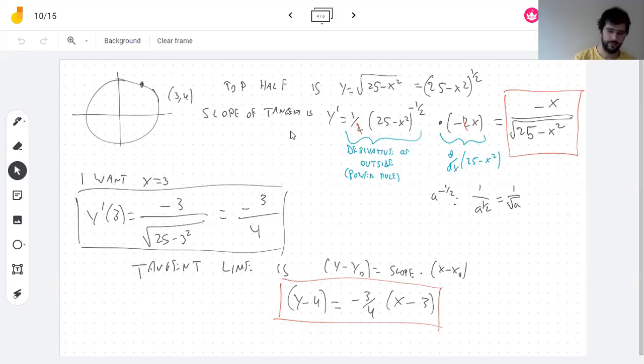I have a question. Yeah. Would you just be able to find the slope of the tangent line by using the original equation? Like the whole and not just like the top half? Well, one way to do that is what I'm about to do, which is using implicit differentiation. So probably yes, yeah.